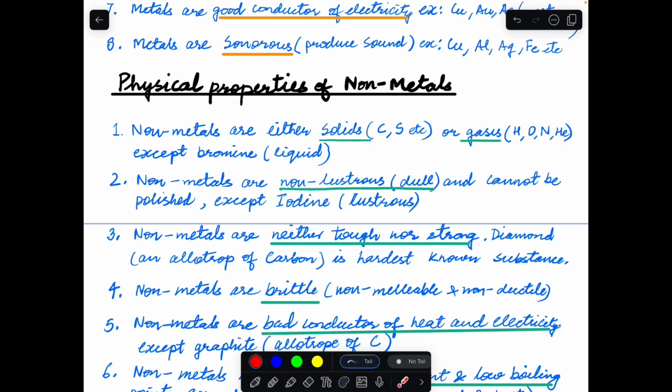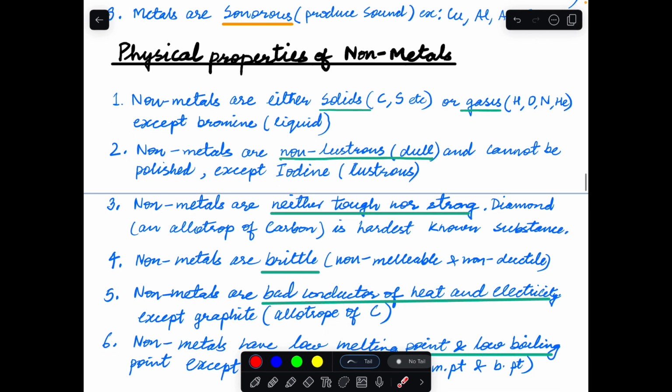In your periodic table, your metals are on the left-hand side and the non-metals are on the extreme right-hand side. Metals are many, but non-metals are very few. Non-metals are either solid, like carbon and sulfur. Carbon is a black solid and sulfur is a yellow-colored solid. And they are gases like hydrogen gas, oxygen gas, nitrogen gas and helium.